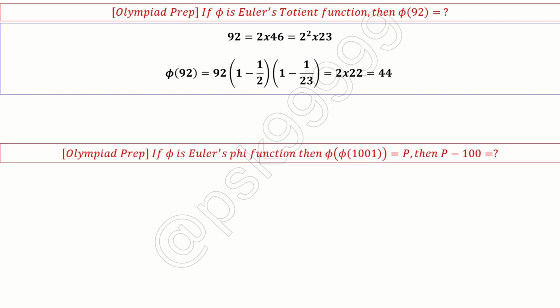Next, if phi is the Euler's phi function, then phi of 1001 is equal to p, then what is the value of p minus 100?